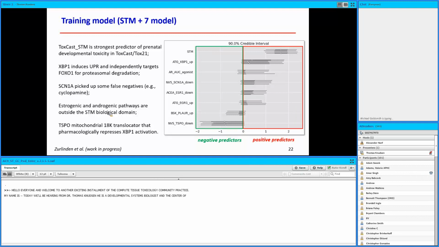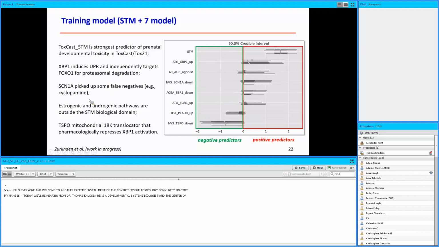It turns out that overall, of the 1,000+ assays, the stem cell data set was the strongest predictor of prenatal developmental toxicity in the whole system. And that's shown in the 90% credible interval off to the right here. The next best predictor was XBP1. XBP1, in this case, is an assay that's showing activation in the unfolded protein response that independently targets FOXO1 for proteasomal degradation. So here again is the connection to proteasome.